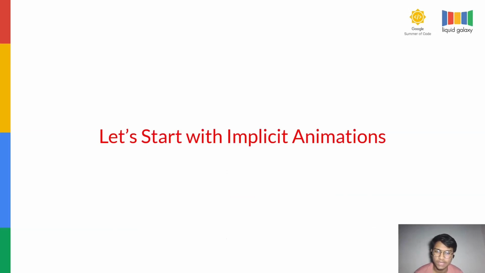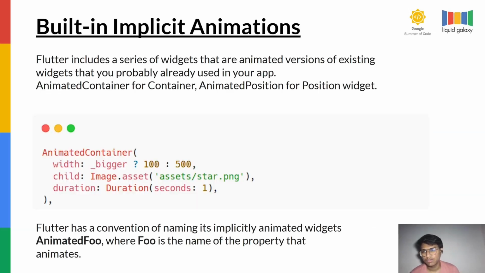So now let's see them one by one. First are built-in implicit animations. Flutter has a series of widgets that are animated versions of existing widgets that you probably already use in your applications. Like you use the Container, there is an animated version of Container, that is AnimatedContainer. For the Positioned widget, there is AnimatedPositioned. These are built-in implicit animations. We can't control most of the things. We can control only the duration and curve in this.